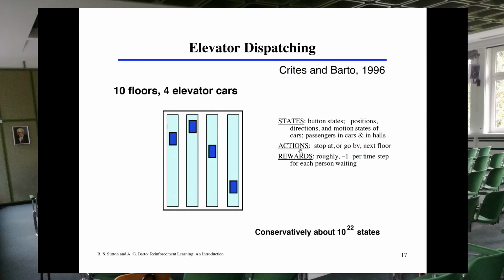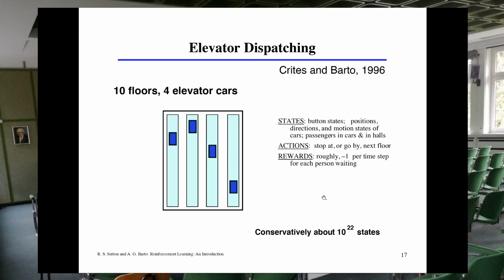In terms of the actions, these could be stop at some floor, or simply go by some floor, or go to the next floor. These kinds of actions were considered in this learning system. And the reward function was roughly -1 per time step for each person waiting. So given two possible solutions, the system was given a reward that was simply -1 for each person that was waiting at each time step.